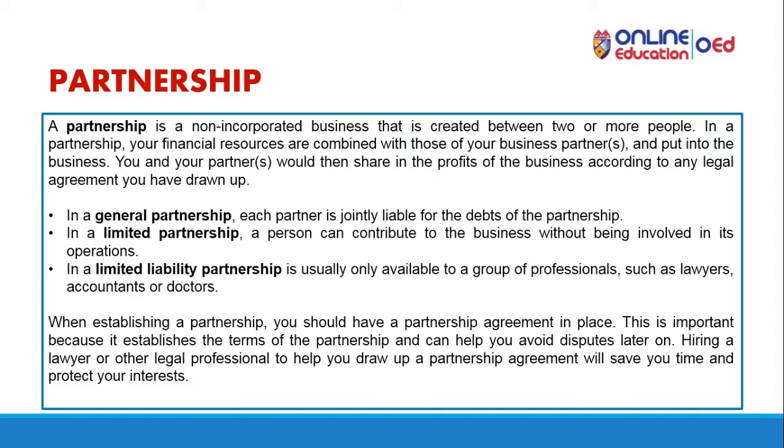In a general partnership, each partner is jointly liable for the debts of the partnership, while in a limited partnership, a person can contribute to the business without being involved in its operations. A limited liability partnership is usually only available to a group of professionals such as lawyers, accountants, or doctors. So we have three types of partnerships here, and it depends upon you whether you are going to choose general, limited, or limited liability, depending on what you want.